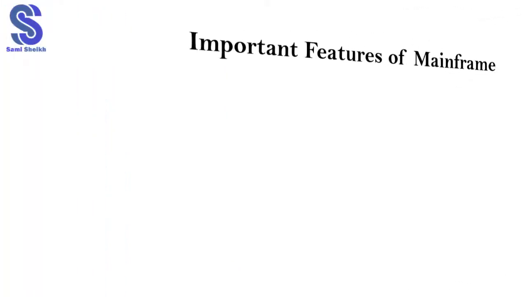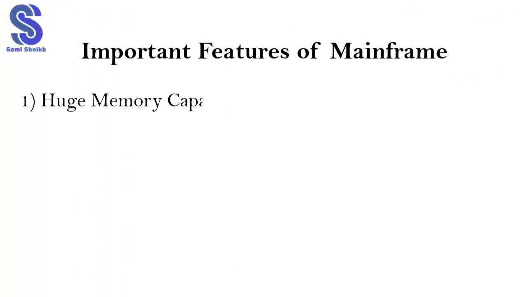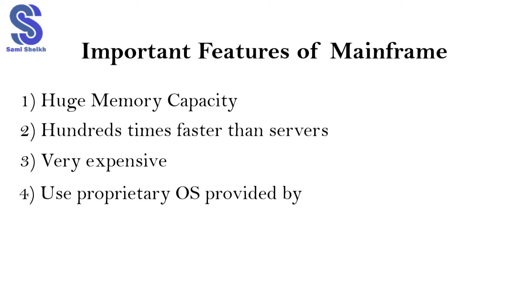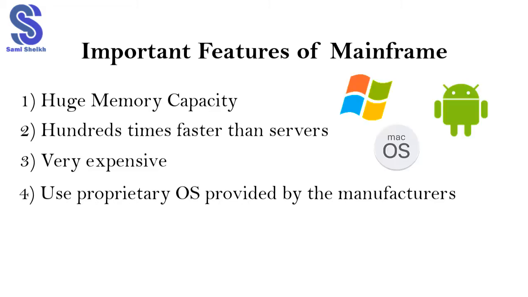Important features of mainframes are, they are big in size. It means they have huge capacity to hold data and handle instructions. They are 100 times faster than the typical servers, and they are very expensive also. They use proprietary operating system provided by manufacturers. These mainframe servers are not using the operating system that we know of, like Windows, Android, or Mac operating system. These mainframe servers are using proprietary software. That means their software for the operating system is provided by the manufacturer itself.